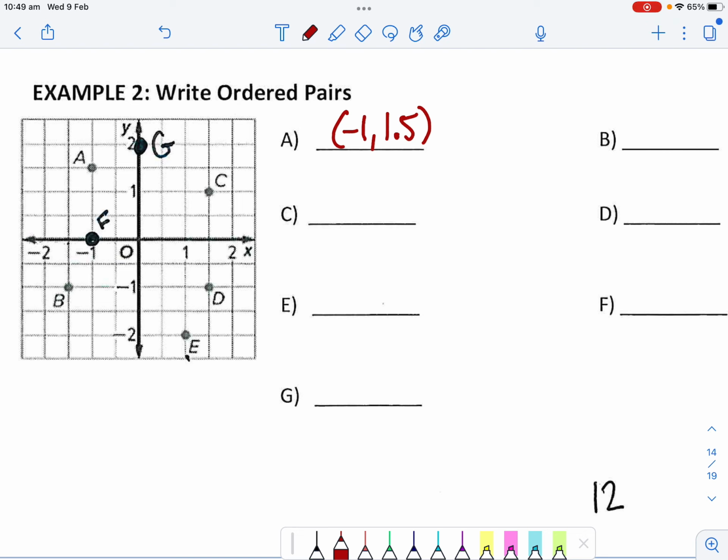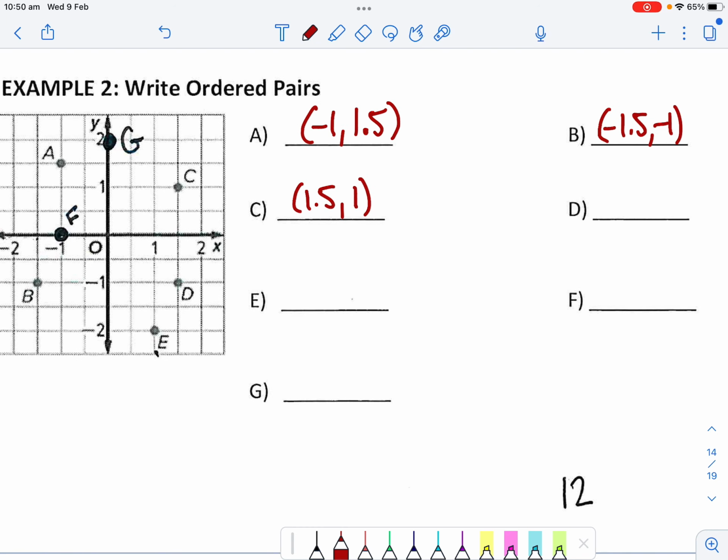Point B is at -1.5, so I'm in between -1 and -2, and then I'm going down to -1. Point C, I'm going over to positive 1.5, and then up to positive 1. Point D, I'm going over to 1.5 again, but this time I'm going down to -1. Point E, I'm going over to 1 and then down to -2.